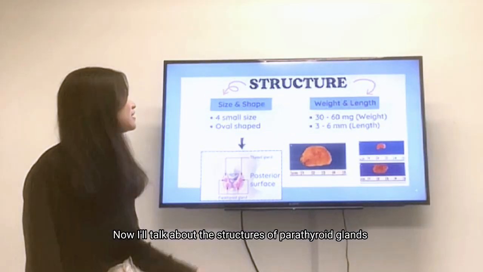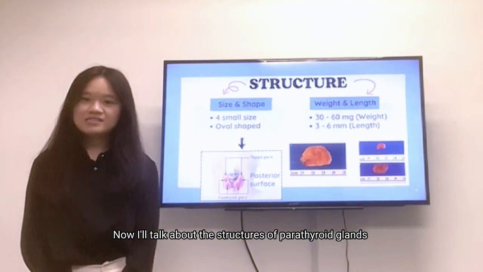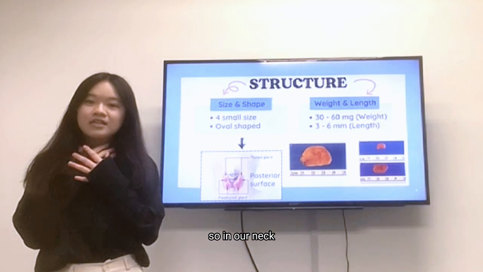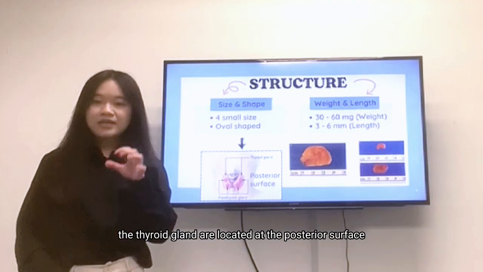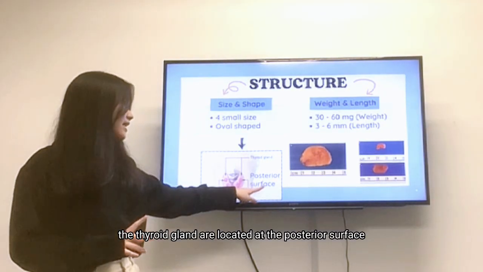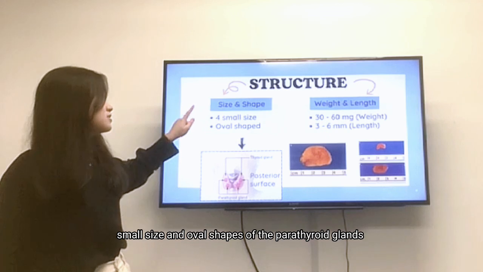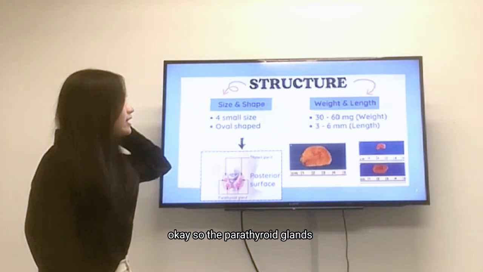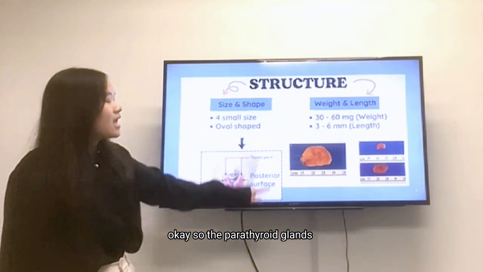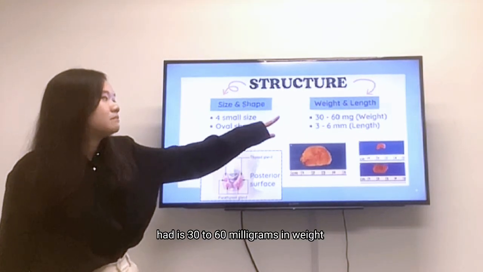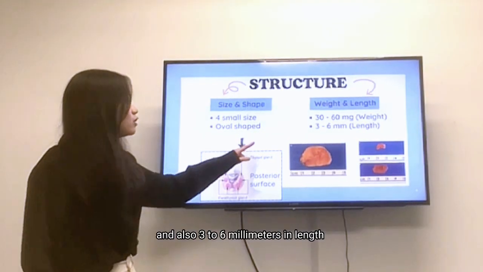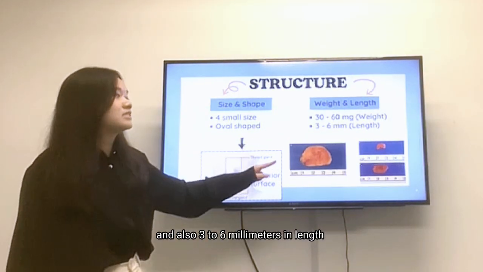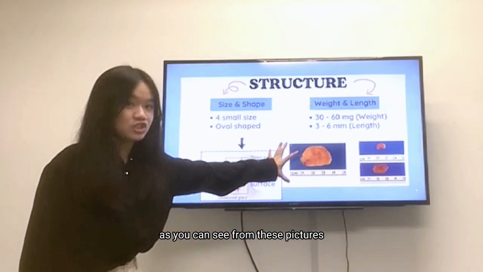Now, I'll talk about the structures of the parathyroid glands. In our neck, the thyroid gland is located at the anterior, and on its posterior surface are four small, oval-shaped parathyroid glands. The parathyroid glands are 30 to 60 milligrams in weight and 3 to 6 millimeters in length, as you can see from these pictures.